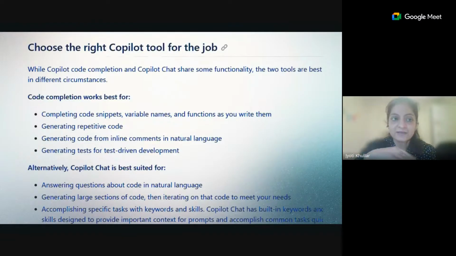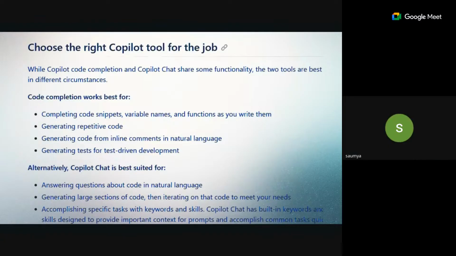Now let's look at the topic, the headline: choose the right Copilot tool for the job. If we look at it from the user perspective, will the user search the documentation for the right Copilot tool for whatever he's doing? He will not look at it like that. If at all he has to look for the information, he'll ask, how is Copilot code completion different from Copilot chat? You understand what question, what problem he's facing, isn't it? Or that person can also ask how to use Copilot code completion, how to use Copilot chat.